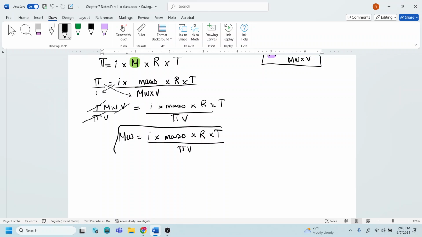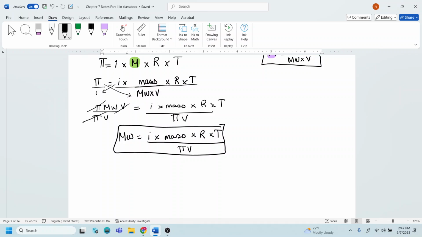So you can add this to the new equation sheet for this chapter. The molecular weight is equal to i times the mass times R times T divided by pi times V. When do we use it? When we are asked to calculate the molecular weight. This is the easiest way. You just put in the formula in there.